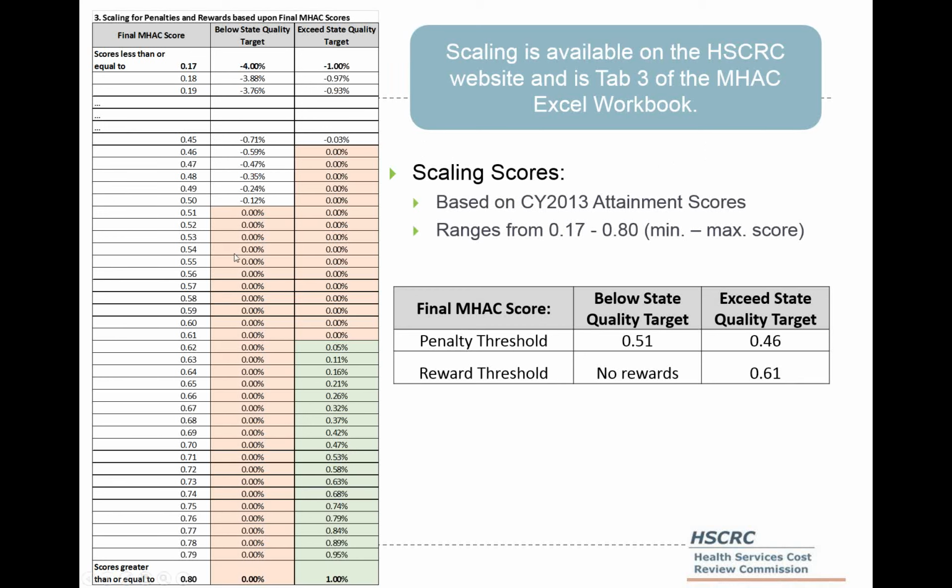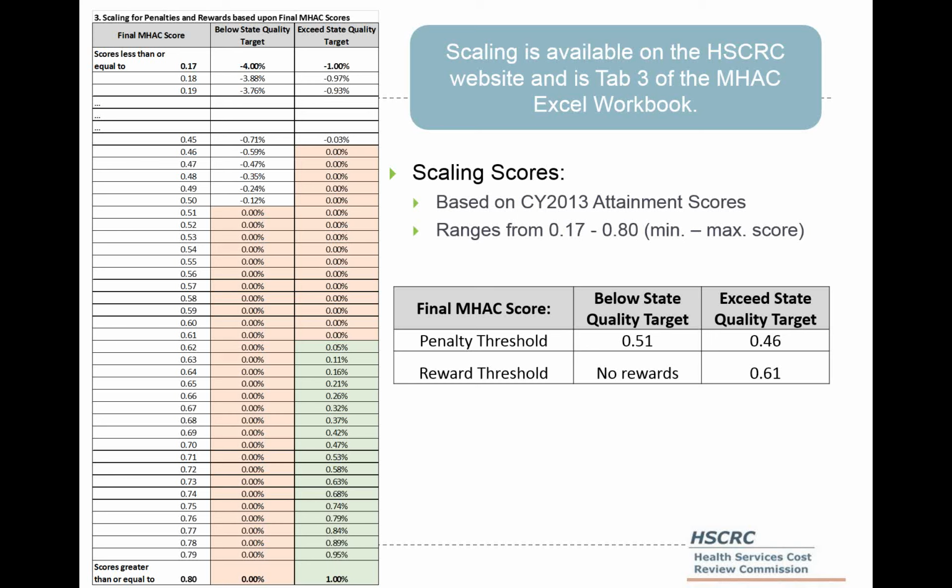Okay, so I know this snapshot here is small, but what I wanted to show you is that there are two columns. One is for if we do not achieve the minimum target, and the other one is if we exceed that minimum target. And what this scale does is it allows hospitals to see what percent of revenue would be in penalties or rewards based upon a certain final score.